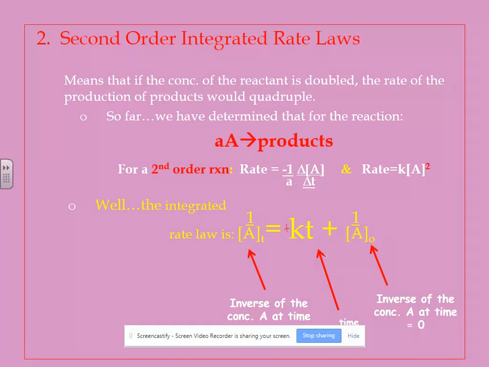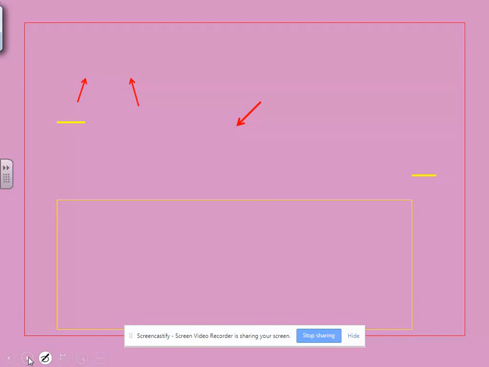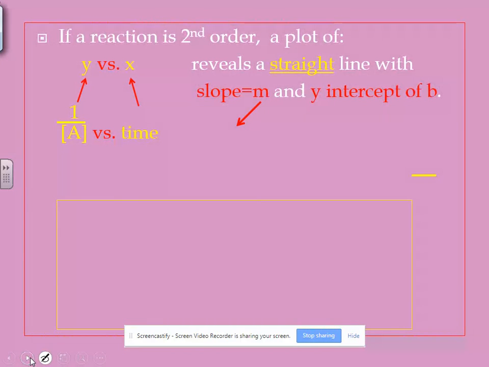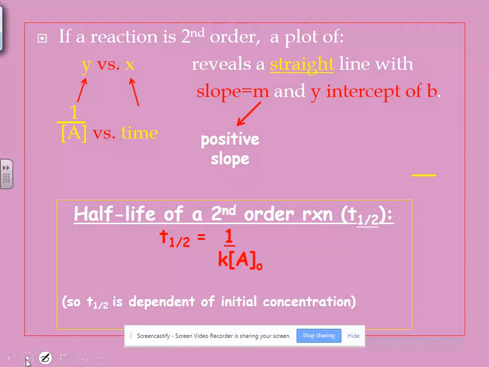t again is your time, which is going to be your x value. The y value here is going to be 1 over concentration of A, and again the y-intercept is the inverse of the initial concentration of A. If the reaction is second order, a plot of y versus x, 1 over A versus time, will reveal a straight line with a slope equal to m. It will be positive in this case, and the y-intercept of b.